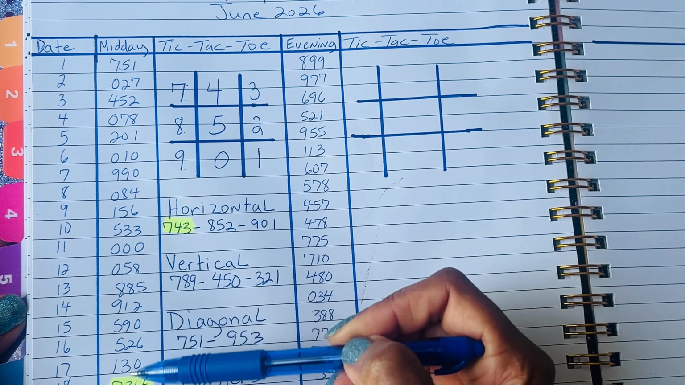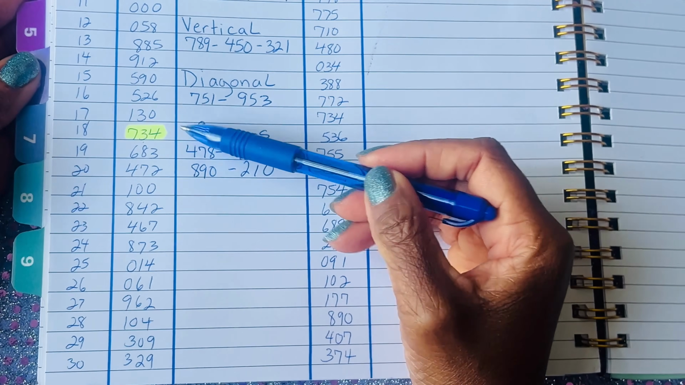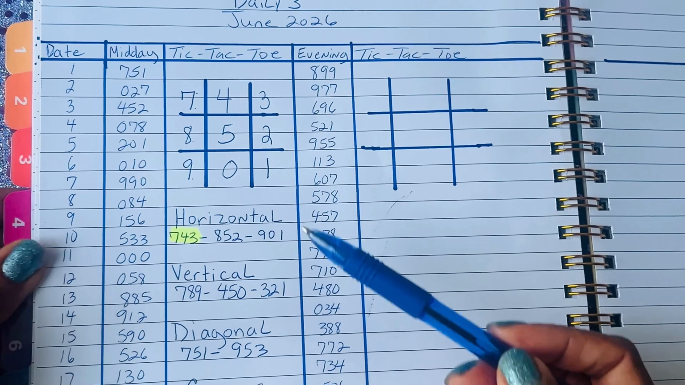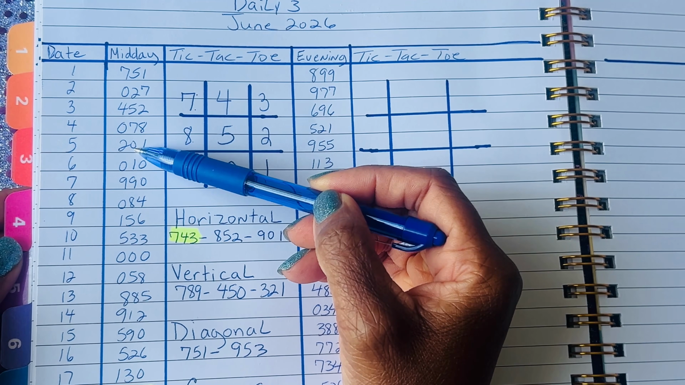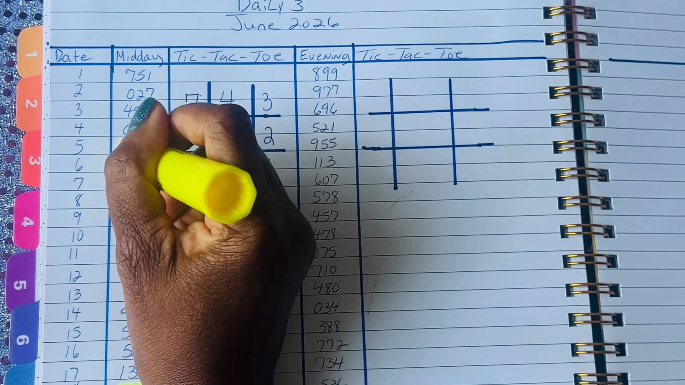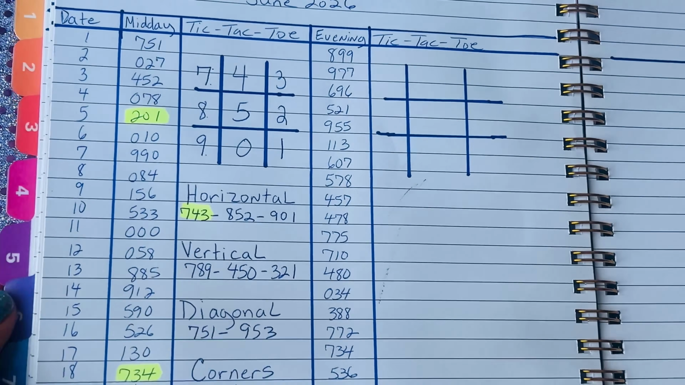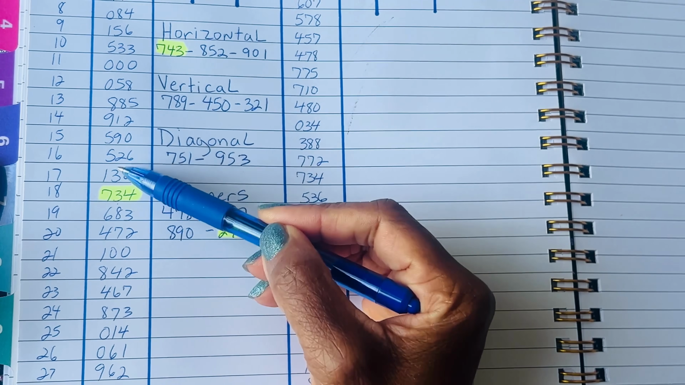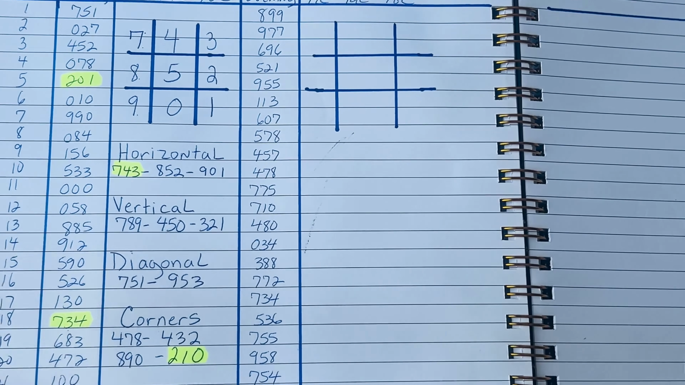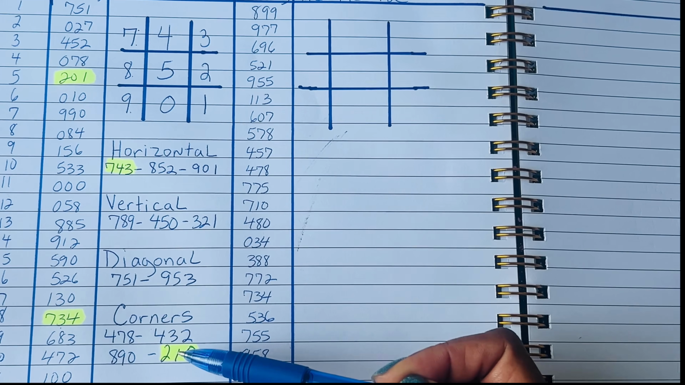I do not see it in the first half of the month, nor do I see it in the second half. Next number for the corners is 210. Okay, here it is on the 5th. So I'm going to highlight that. Once I highlight that, I'm going to go over to the corners and highlight the 201 again. As you can see, I have it already highlighted.